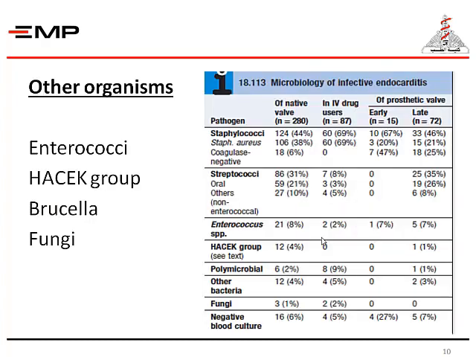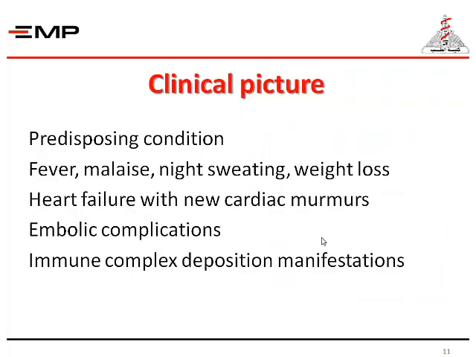Other organisms responsible for infective endocarditis are enterococci, which may enter the blood from the bowel or urinary tract. The HACEK group, which is a group of slowly growing gram-negative organisms like Haemophilus, Actinobacillus, Cardiobacterium, Eikenella and Kingella. Brucella, which is associated with a history of contact with animals like cattle and goats, or fungi like Candida or Aspergillus that affect immunocompromised patients.